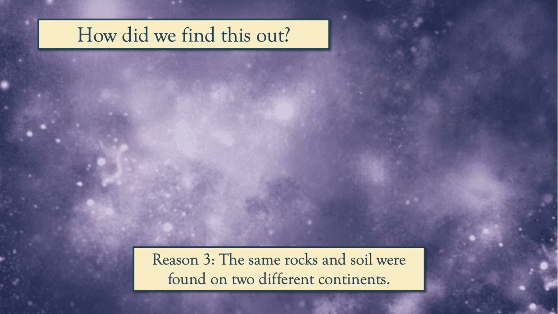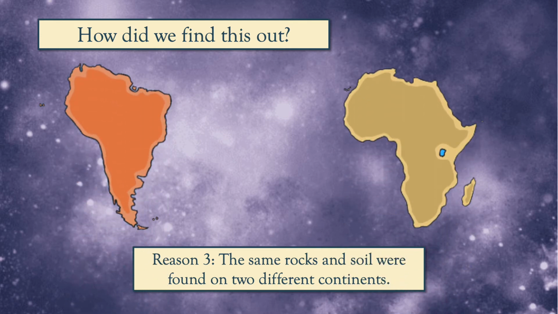And reason three, we have found the same rocks and soil on two completely different continents. So these were probably once joined together and then they split up and moved miles and miles apart due to the movement of tectonic plates.